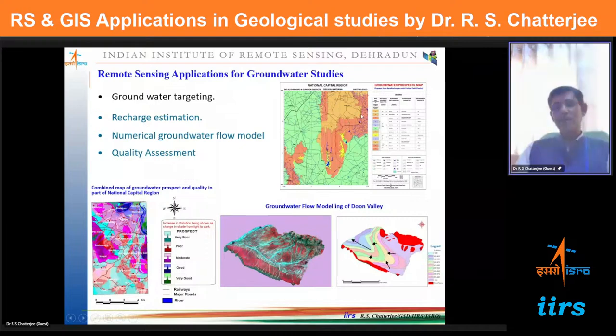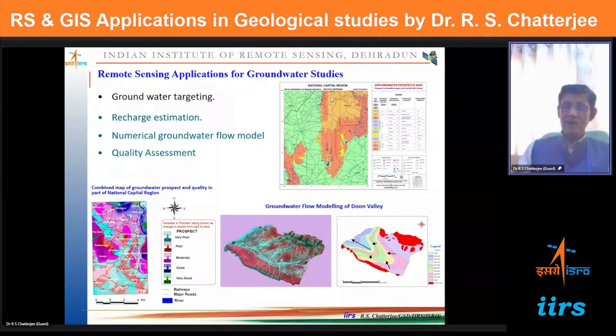For example, here in the Rajiv Gandhi National Drinking Water Mission, that particular project was conducted by ISRO at different stages. Here we have this groundwater prospect map for the entire country. This is just an example where we have carried out groundwater prospect mapping of the National Capital Region. So this is 1:250,000 scale, and we are working on 1:25,000 scale.